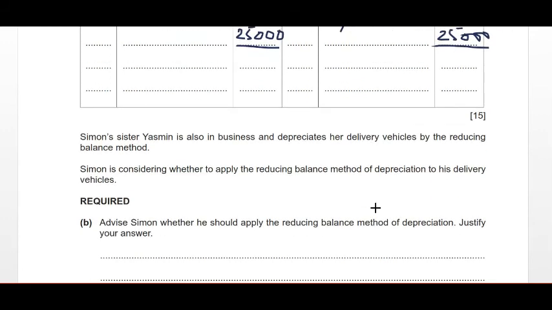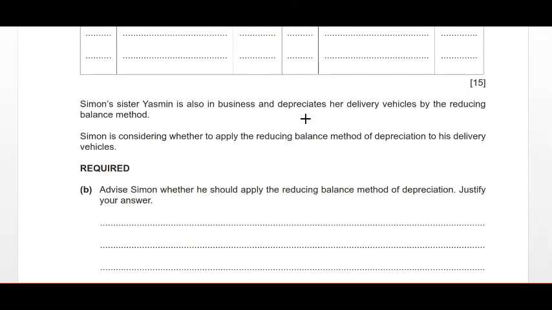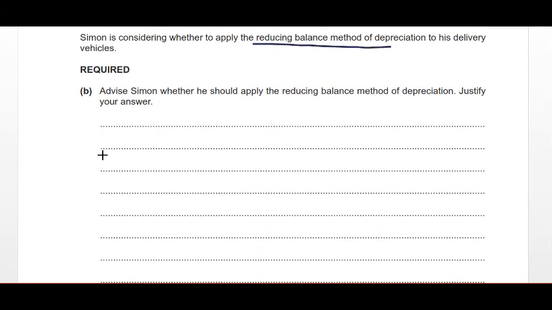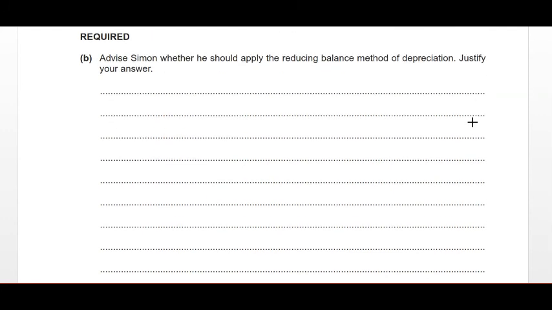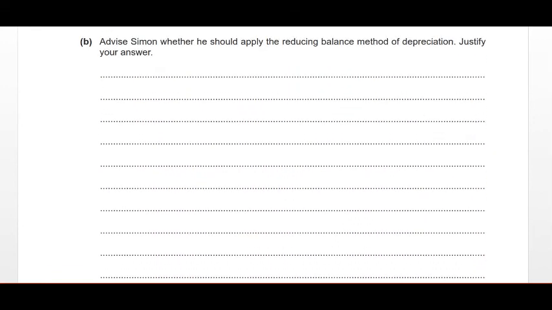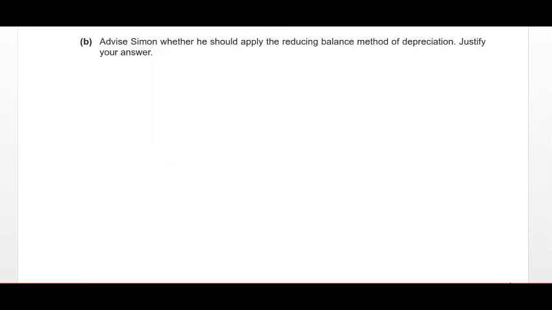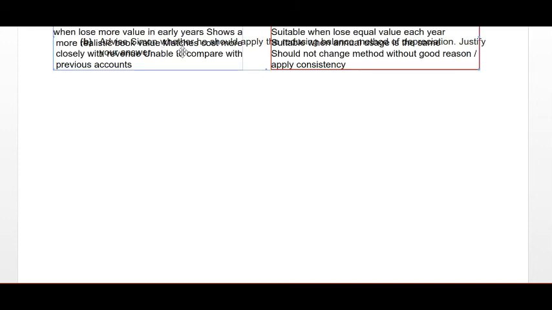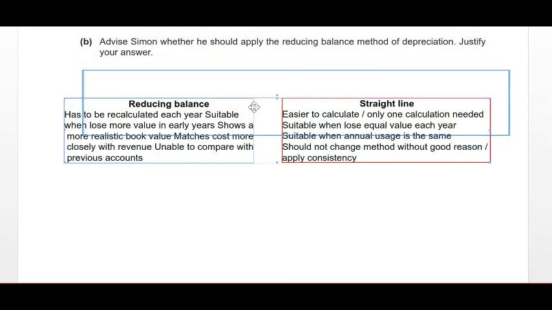Now, moving on to the next part: Simon's sister Yasmin is also in business and depreciates her delivery vehicles by the reducing balance method. Simon is considering whether to apply the reducing balance method of depreciation to his delivery vehicle. Advise Simon whether he should apply the reducing balance method. Justify your answer. Now, this is for 5 marks. This is a pure theory answer. You can simply give the benefits of using the reducing balance method. In order to answer this, you can simply give your reasons and benefits on the uses of the reducing balance method.